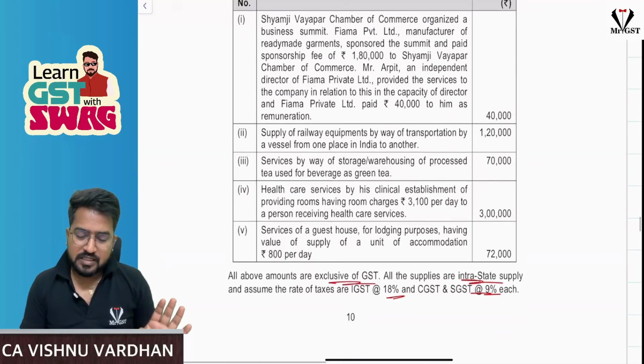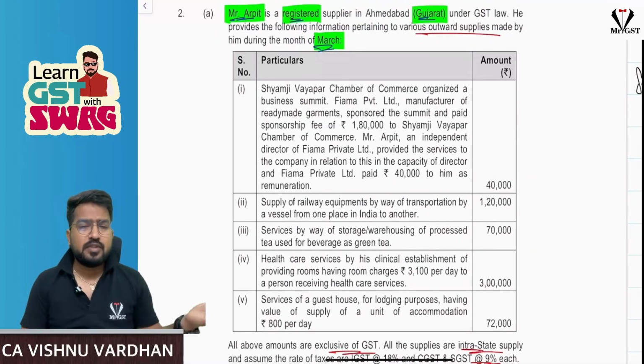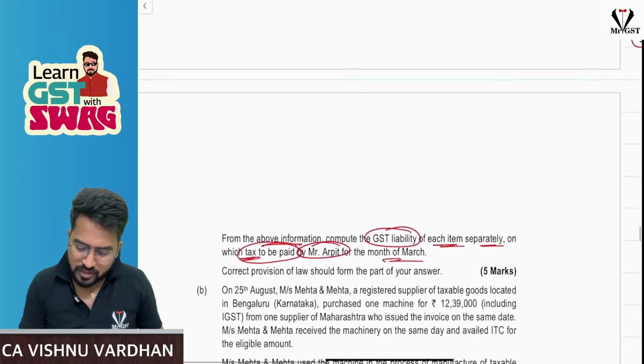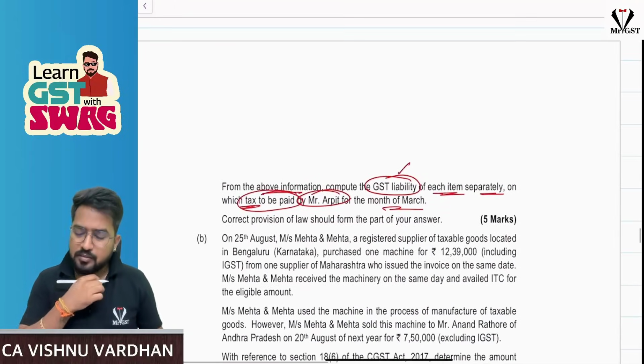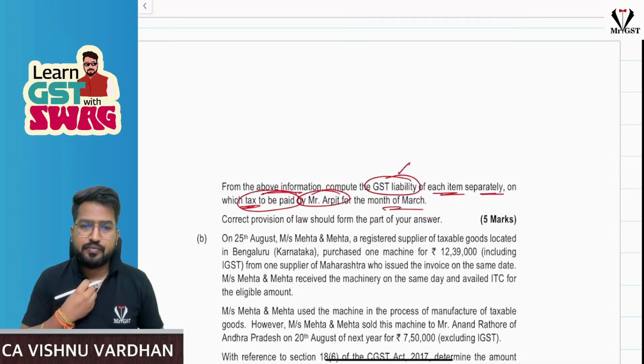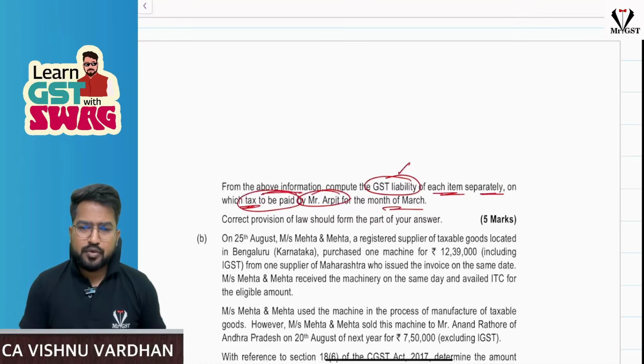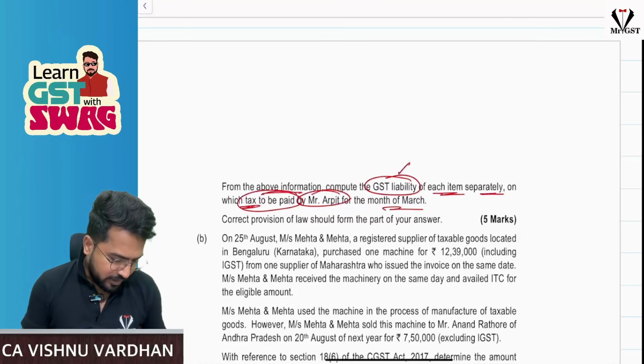In this question, please understand there are some RCM transactions that we will just consider it is RCM, so on that he need not pay GST. Okay. So, what they are asking, compute the GST liability of each item separately. They are asking compute the GST liability for each item separately.